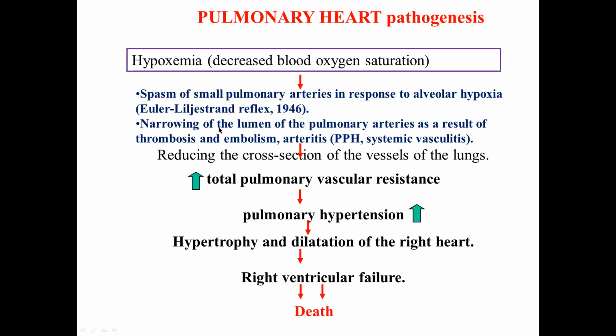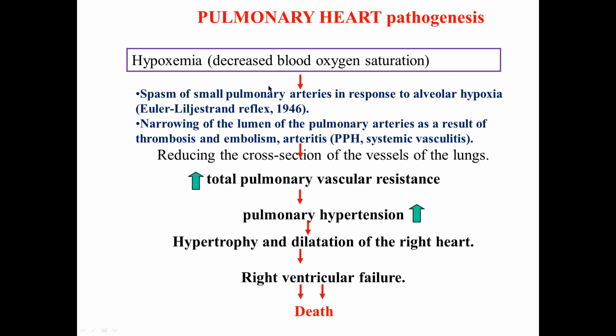And let's discuss cor pulmonale pathogenesis, or pulmonary heart pathogenesis. Cor pulmonale pathogenesis is caused first and foremost by hypoxia, decreased blood oxygen saturation, and due to three etiological factors of cor pulmonale, all of them can result in alveolar hypoxia, decreased O2 in alveoli.